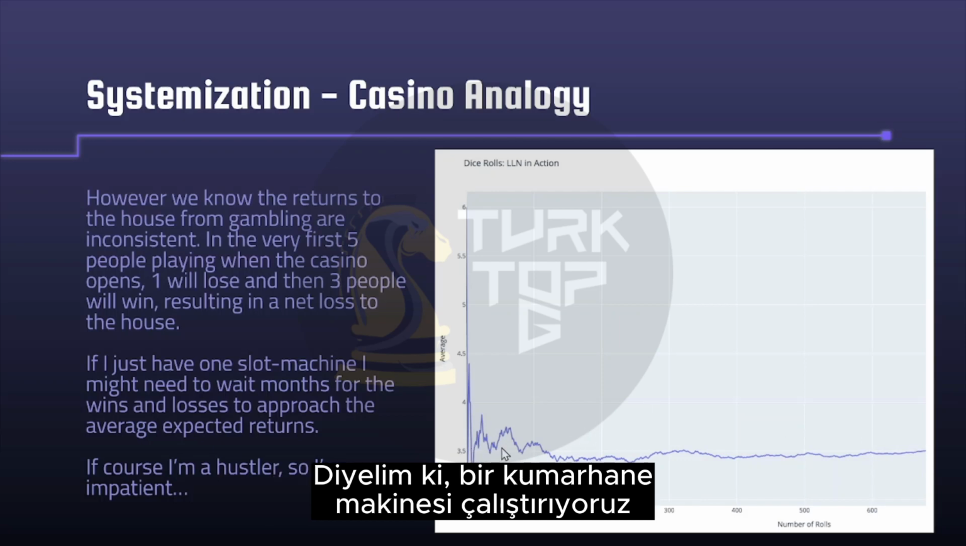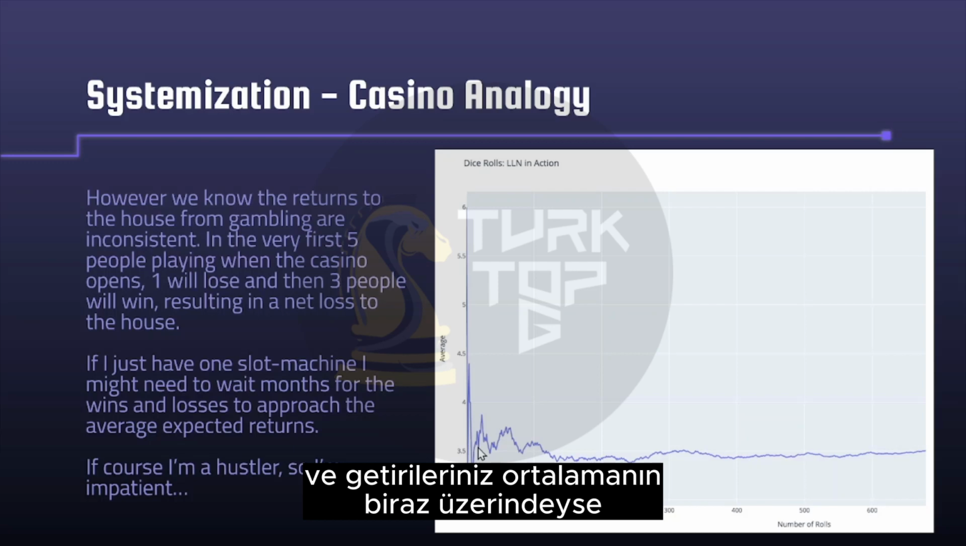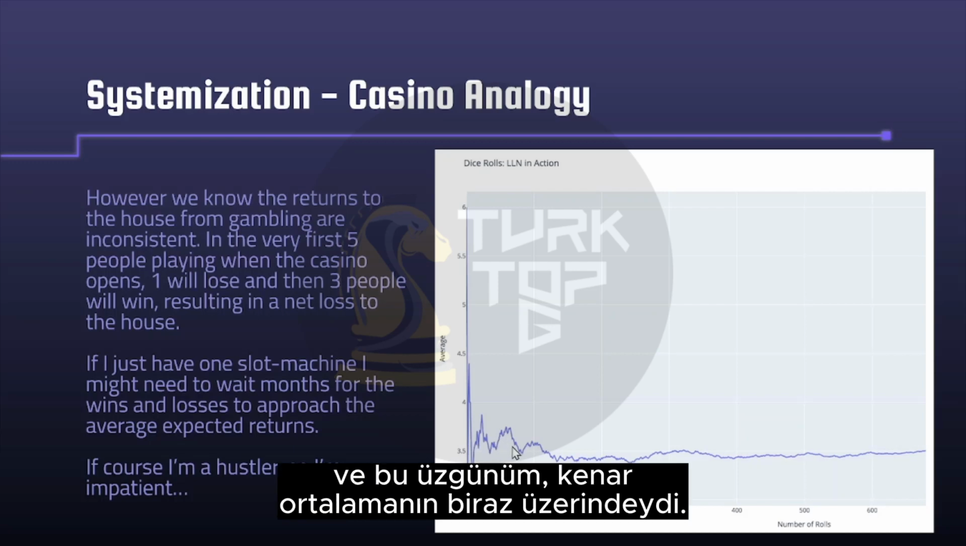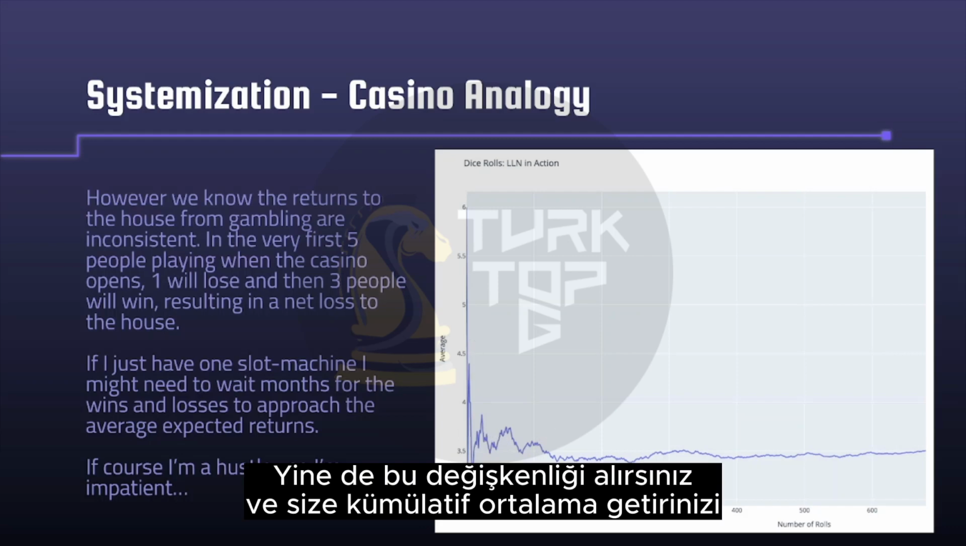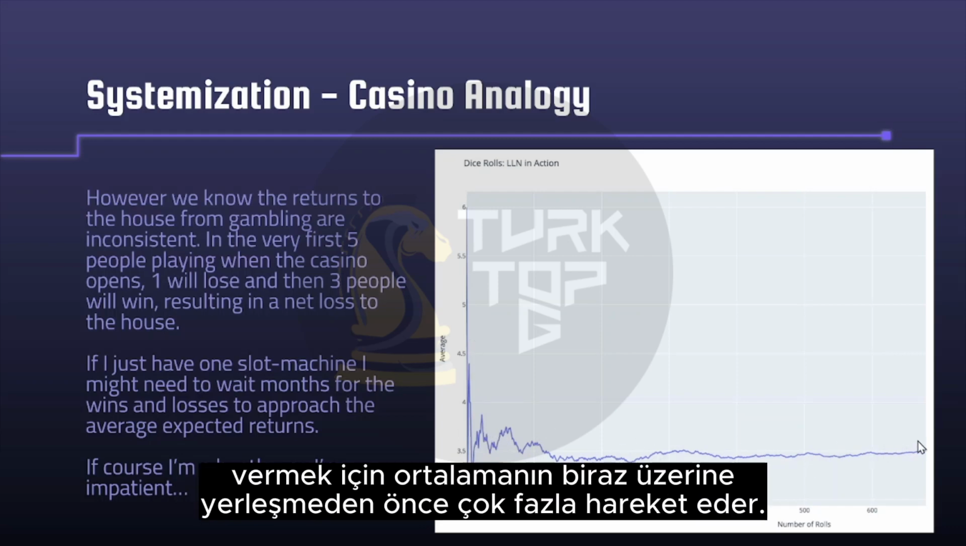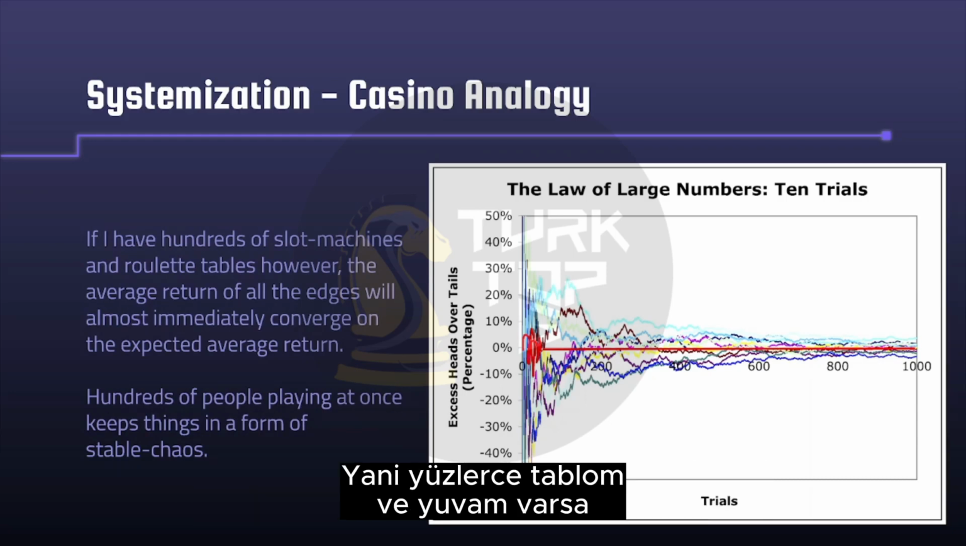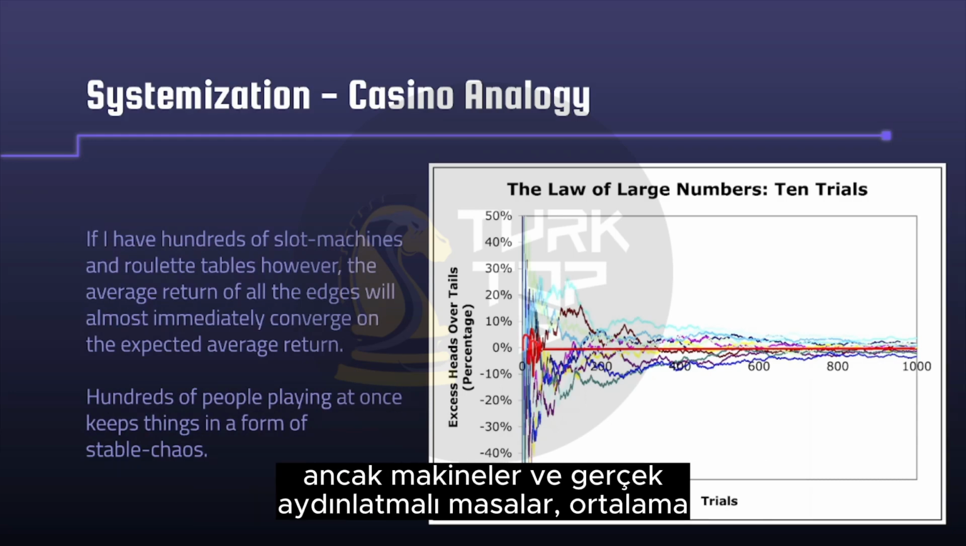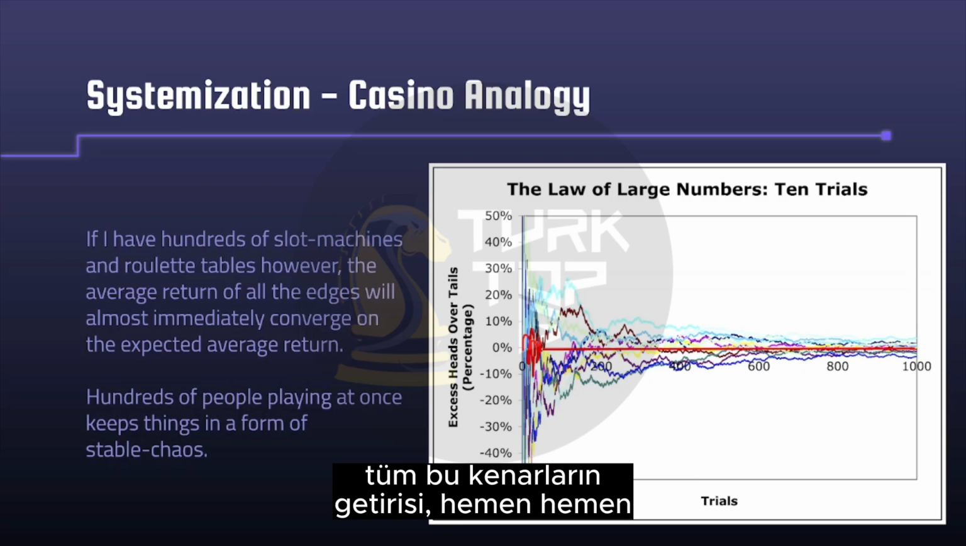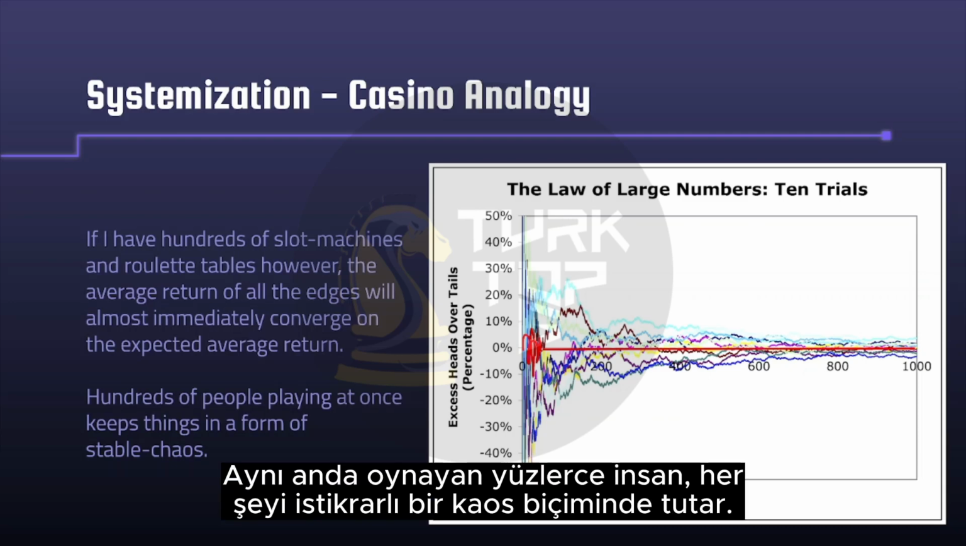So say you were running a casino machine and your edge was slightly above average, you'd still receive this variability, and it would move around a lot before it settled slightly above the average to give you your cumulative average return. So if I have hundreds of tables and slot machines and roulette tables, however, the average return of all these edges will almost immediately converge on the expected average return. Hundreds of people playing at once keep things in a form of stable chaos.